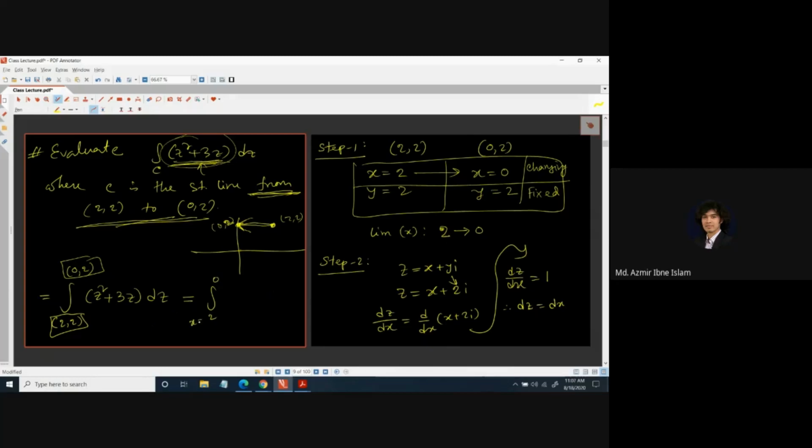That means these limits are for x equal to 2 to x equal to 0, z squared plus 3z, and dz will be dx. So gradually we are trying to simplify this complex valued function, and the integral is becoming easy. Do you have any question?